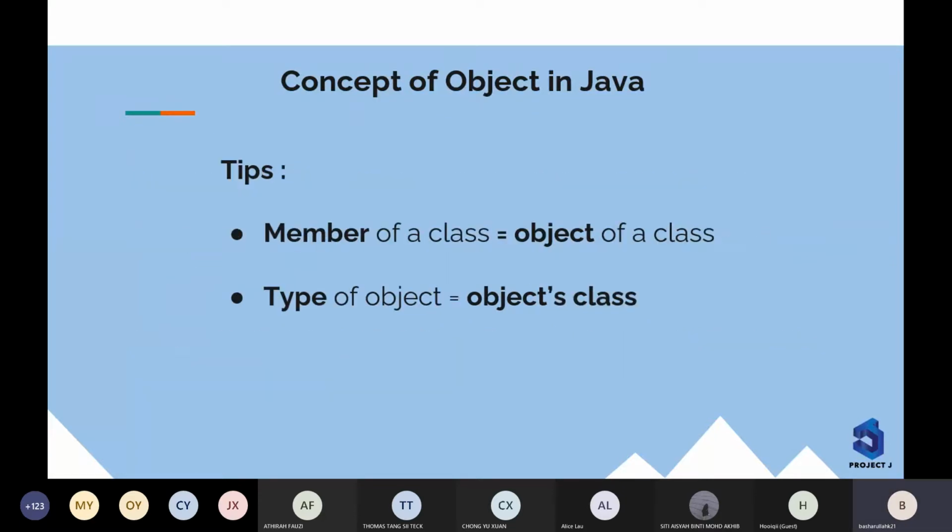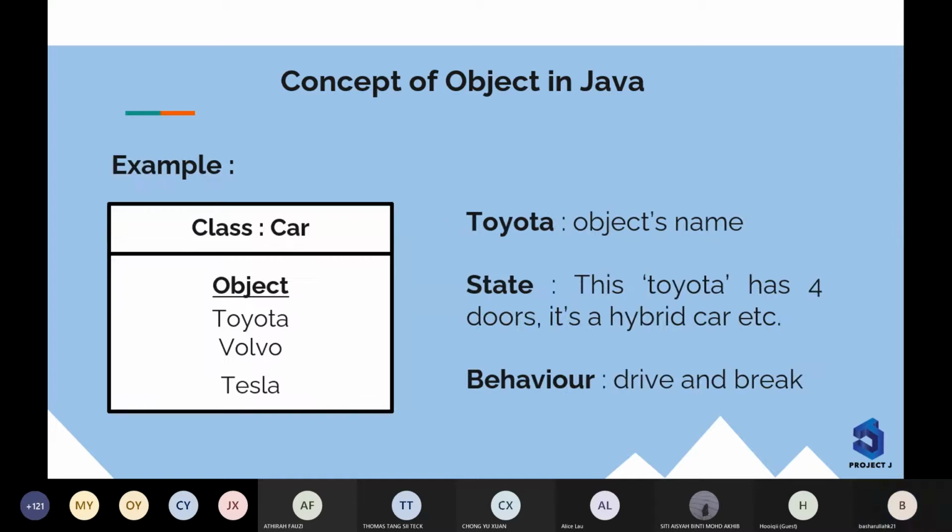So these are the two tips for the concept of object in Java. Member of a class equals object of a class. Basically, member and object have the same meaning. From the previous example, tiger is the member or object of the class Animal. Type of object equals object class. So we know for the tiger, the type is Animal, and it is actually the object's class.